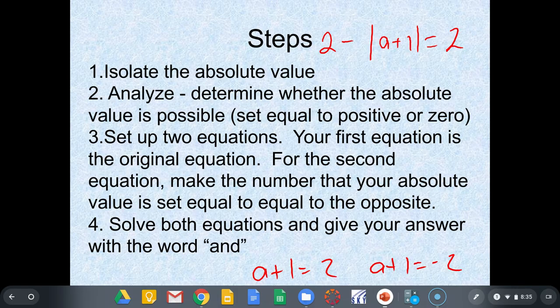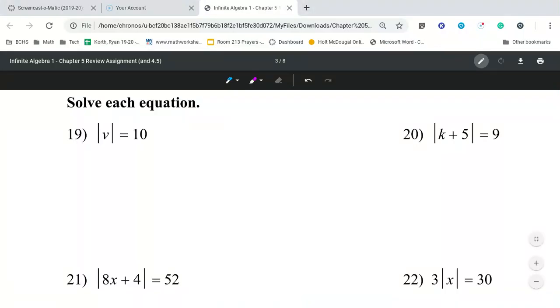So let's look at some of these absolute value problems. Absolute value is already by itself. It is possible. Set up two equations. V equals 10. V equals negative 10. Solve. Well, it's already solved, so we're done. Yay us.